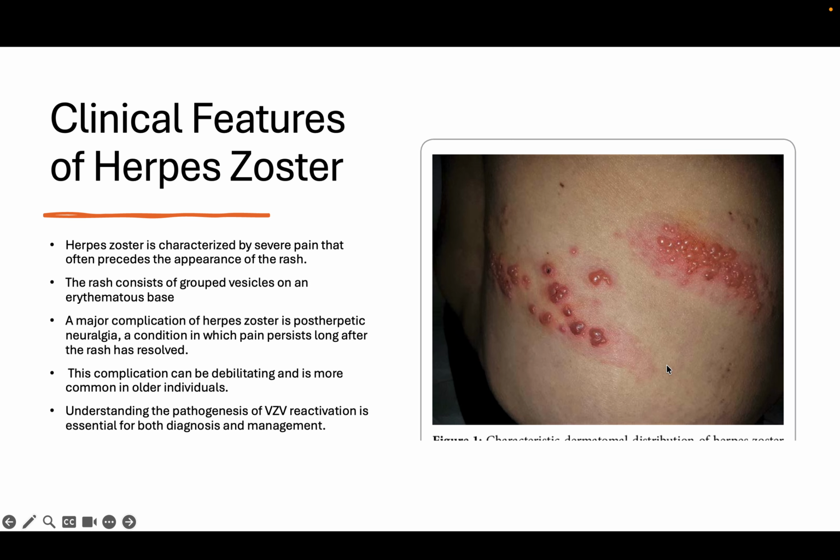The issue with this is that this is nothing. Sure, you get this and you get reactivated. This is manageable. The issue generally with herpes zoster or shingles is post-herpetic neuralgia. This post-herpetic neuralgia is a condition where pain persists even when the rash has actually resolved and cleared off. We call this a ghost pain that stays there. And you are in constant pain for quite a long time.